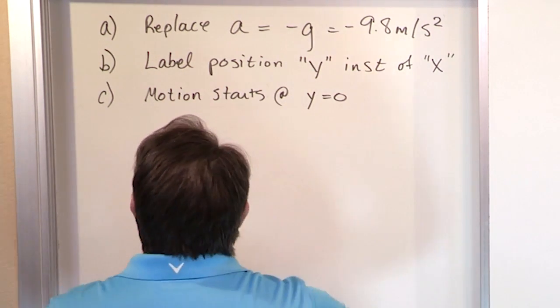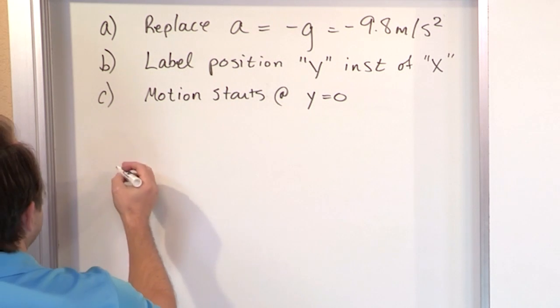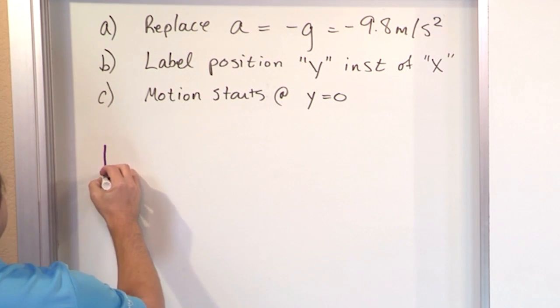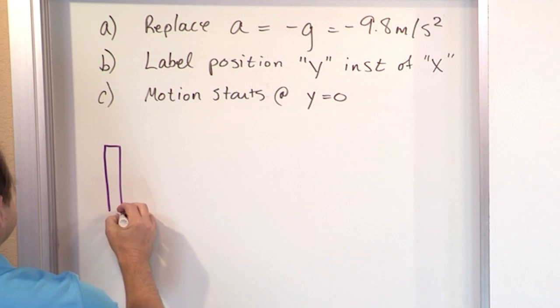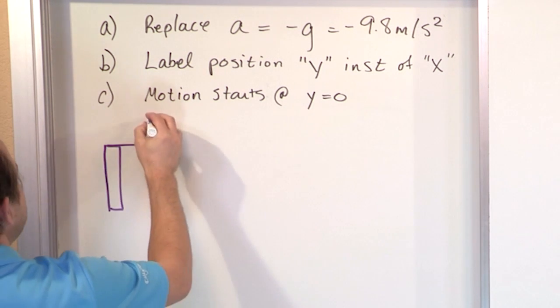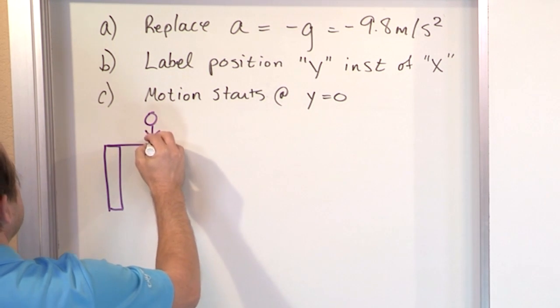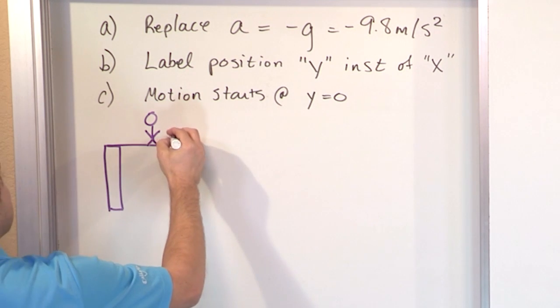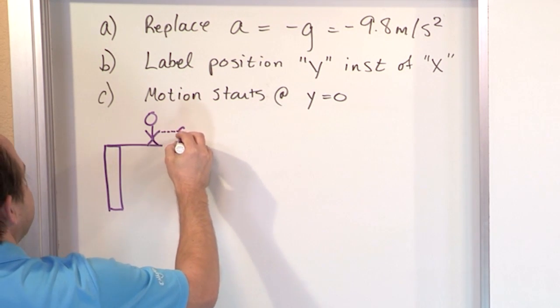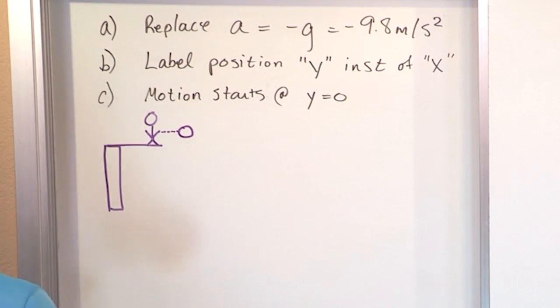So if we really wanted to drill this in, and we do want to drill it in, make sure you understand, we're going to draw a little picture. It's going to be a very simple picture. Let's say there was a ledge, like on a building, and it has a ledge out here. You're standing up on the edge of the ledge, right? And you drop a rock, like let's say from this position here. Here's a rock. You drop it, it's going to go down.